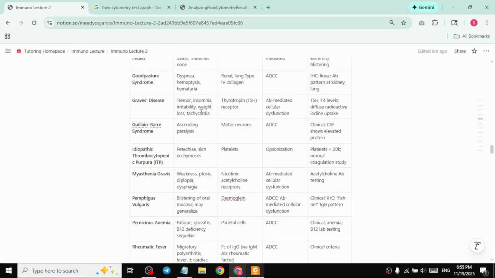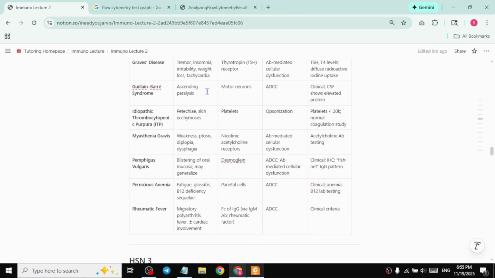Okay. Graves' disease. We've seen this, antibody-mediated cellular dysfunction. Easy, right? Ascending paralysis. So because of Campylobacter or some other, like Zika virus and stuff like that, right? The immune system gets activated. It starts to make antibodies, right? And once you start to make antibodies, you may start to destroy your neurons via the ADCC mechanism, right? And you will see that the CSF and all of that will show high amounts of protein. Okay. Next comes ITP.